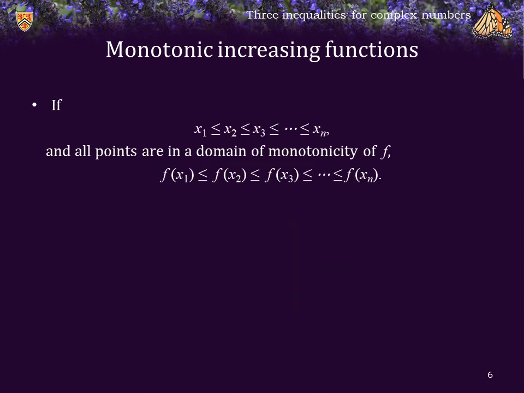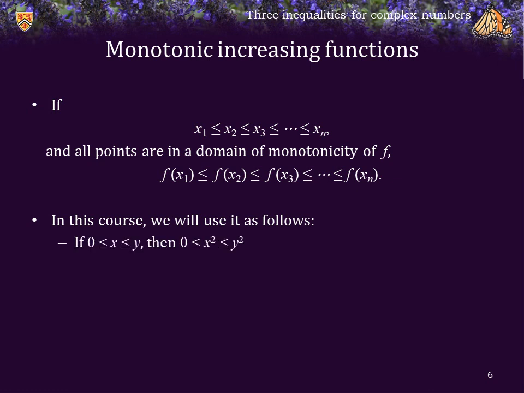All right, so if I have a sequence of points in order, all of which lie on the domain of monotonicity of the function f, then it automatically follows that f evaluated at the first point is less than or equal to f evaluated at the second point, and so on and so forth up until that last value. In this course, we are generally going to use this property as follows. If 0 is less than or equal to x, which is less than or equal to y, then 0 is less than or equal to x squared, which is less than or equal to y squared.